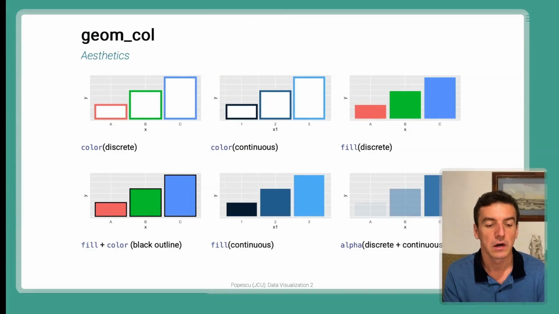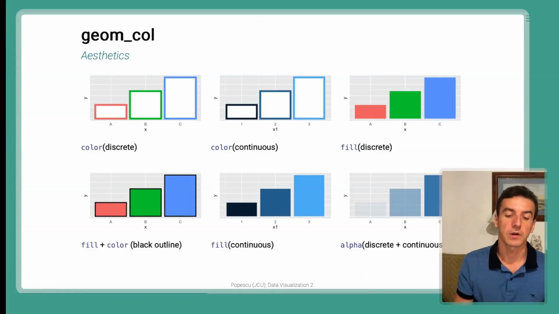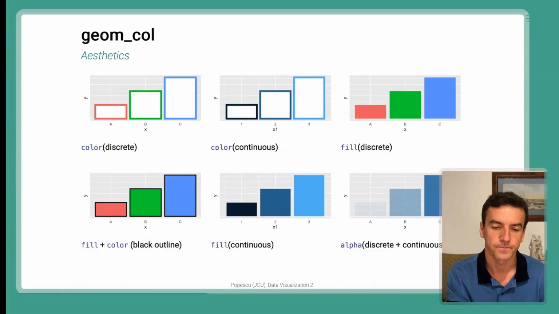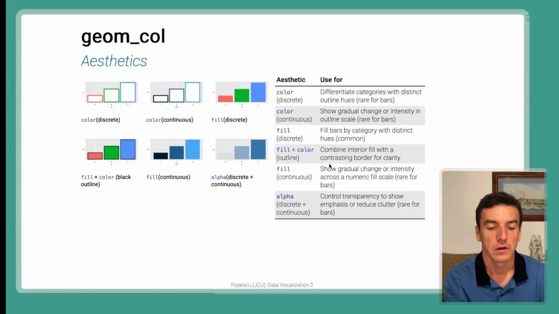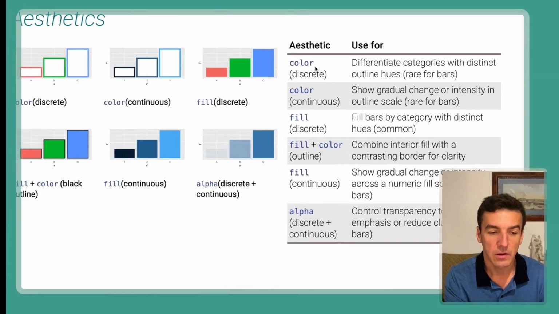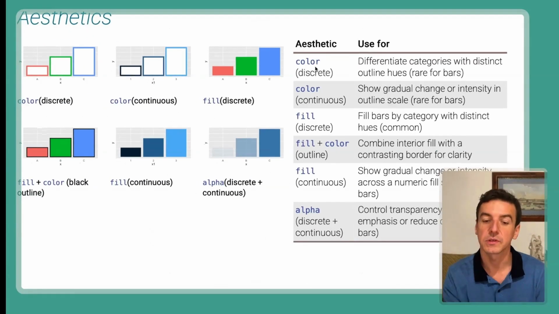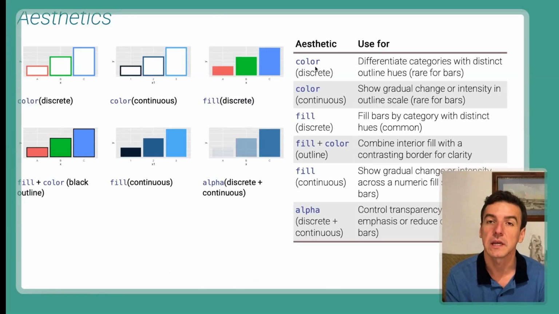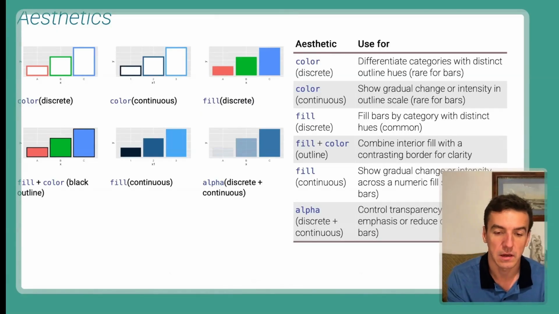You can have colors applied to discrete variables, to continuous variables. You can have different fills. You can have fill and color. We can have fill continuous, and you can also have alpha. So the color for columns allows us to differentiate categories with distinct outlines, although these are rarely used, as I referenced here. But in addition, when was the last time that you saw columns that look like this? So this is rarely used.